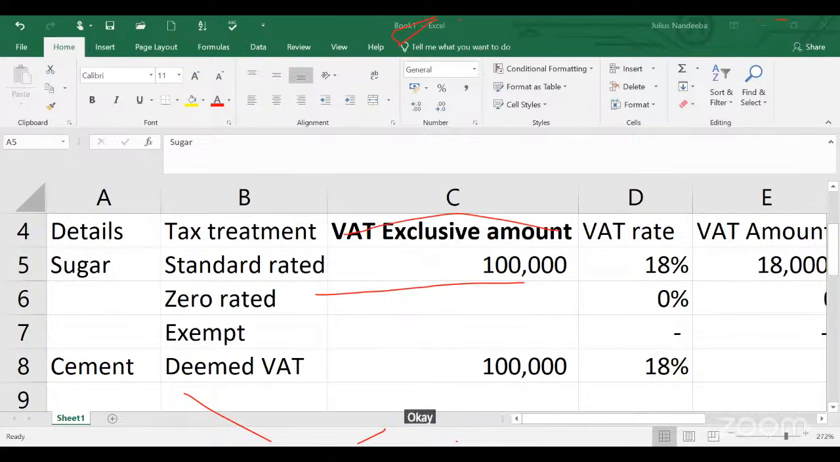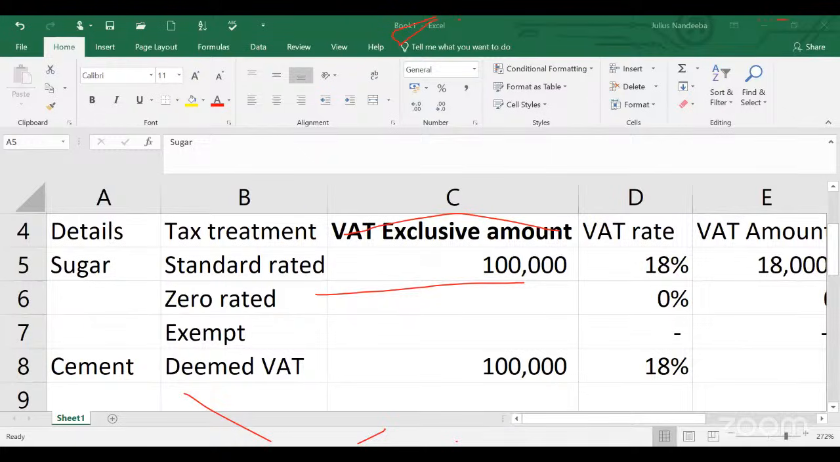Okay, now these are some of the common items that I have picked from your question papers, which are actually treated as standard rated. Number one principle is all other items are standard rated if they are not in the third and fourth schedule.